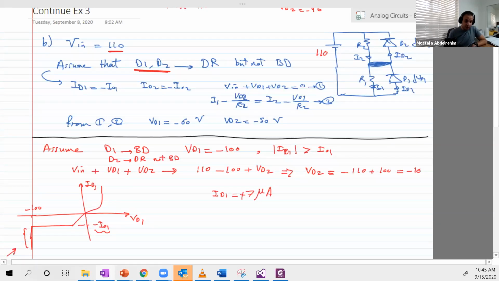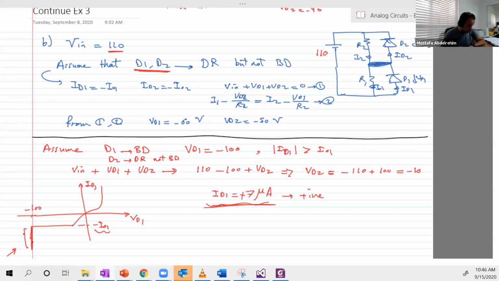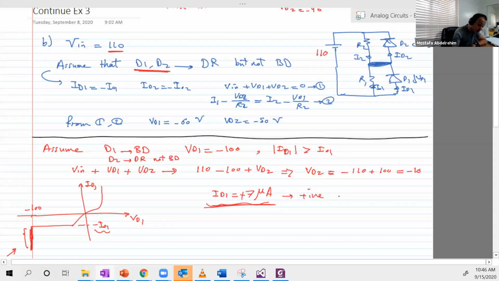So let's look at the plot here, the graph here. ID1 should be negative, because we are working in reverse bias. Although, when you solve the equations, you will find it's equal to plus 7 microamps. Whatever the value is, since it's a plus, it's incorrect, because it should be a minus value and larger as a magnitude than I naught 1 to be really working in that region here. So that's what proves it wrong.